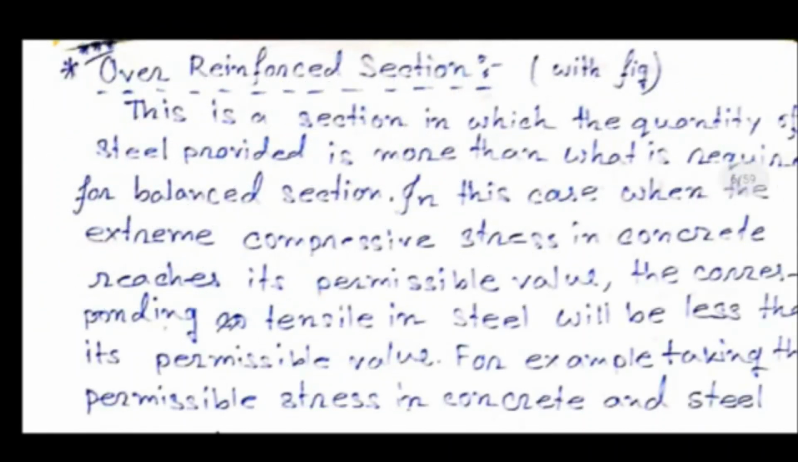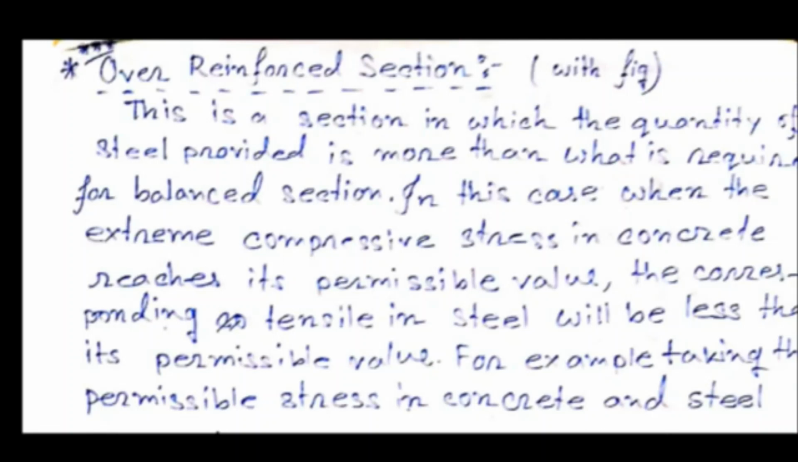Next is the over reinforced section. This is a section in which the quantity of steel provided is more than what is required for a balanced section. In this case, when the extreme compressive stress in concrete reaches its permissible value, the corresponding tensile stress in steel will be less than its permissible value.